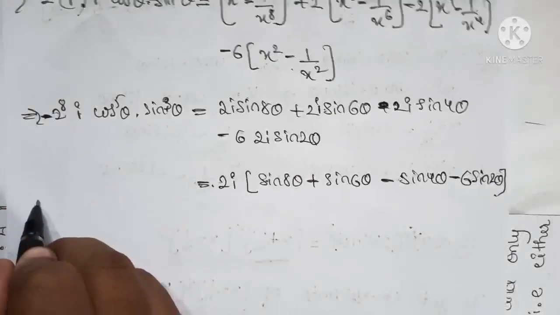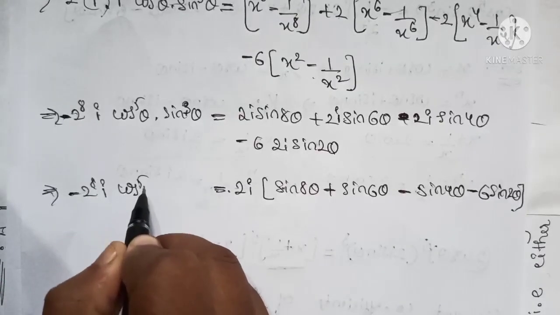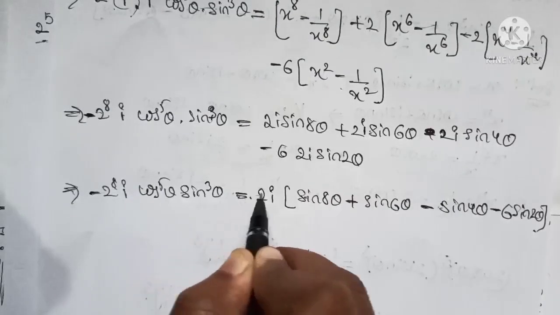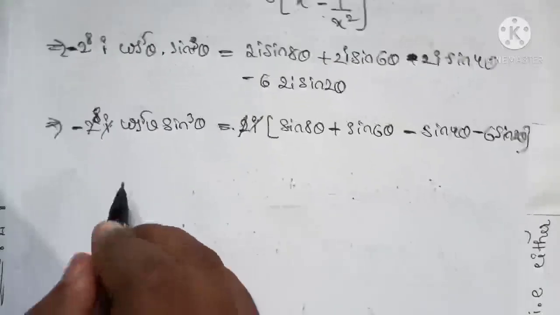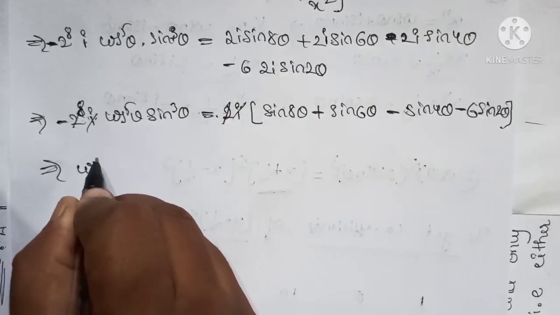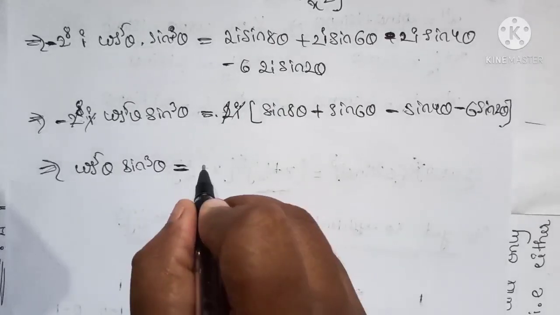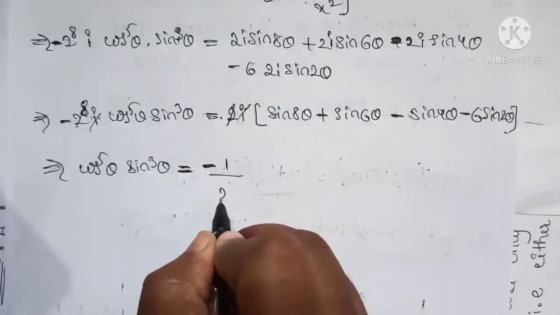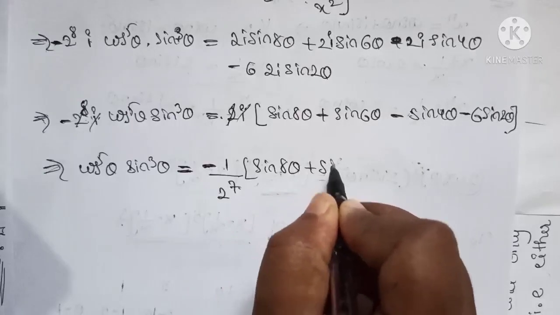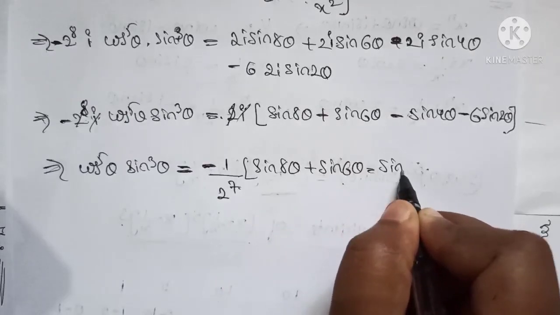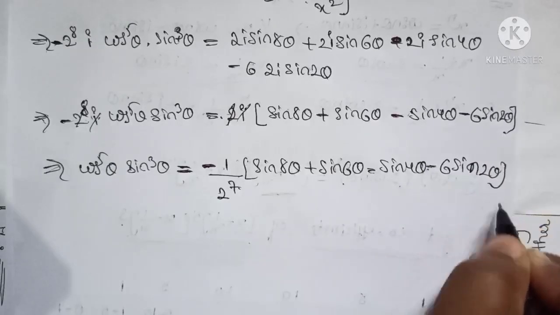Now we can cancel here 2 power 8 i cos power 5 theta and sin cube theta. One term of 2 and i gets cancelled, so we get 2 power 7. So that means cos power 5 theta sin cube theta can be written as minus 1 divided by 2 power 7 times (sin 8 theta plus sin 6 theta minus sin 4 theta minus 6 sin 2 theta). Okay, this is the required proof.